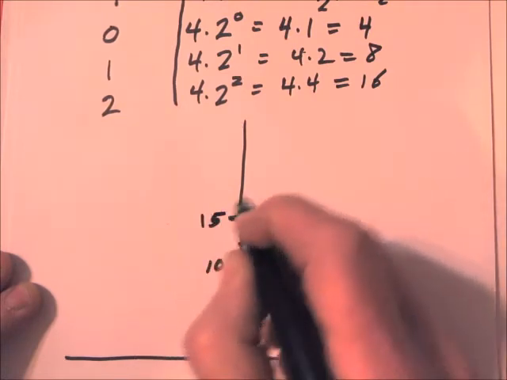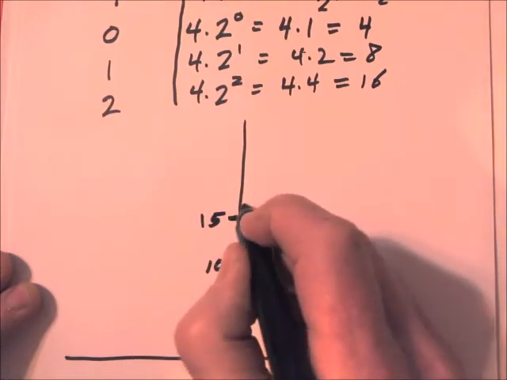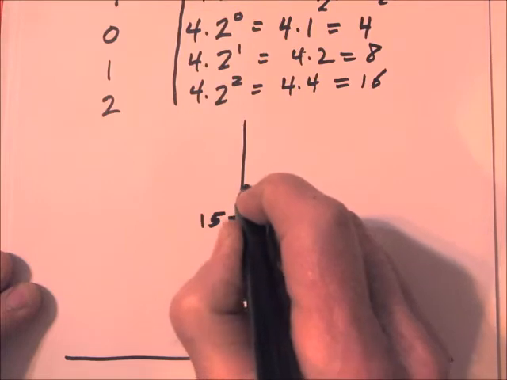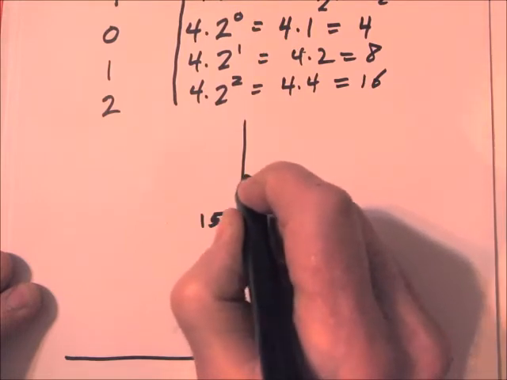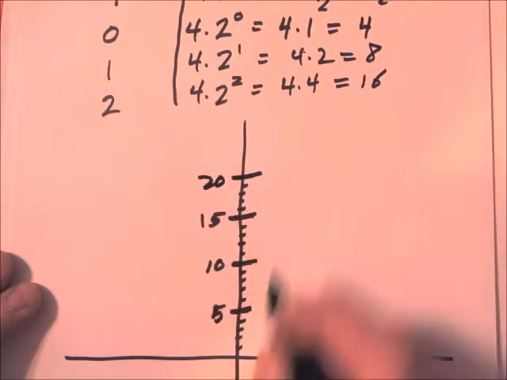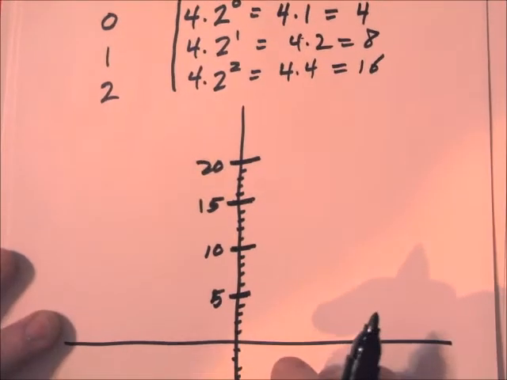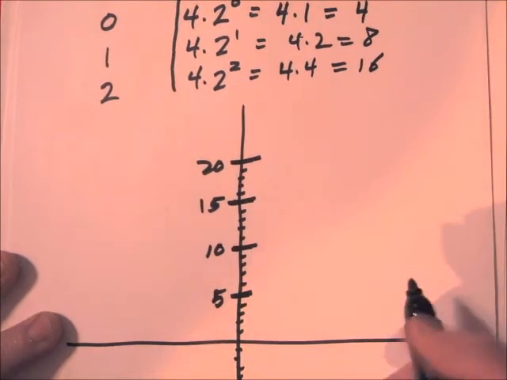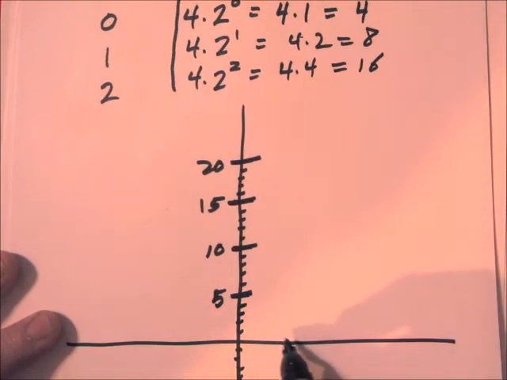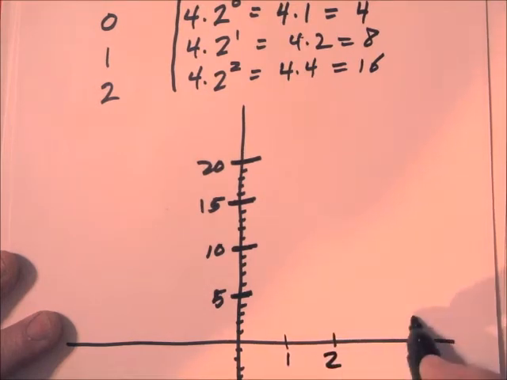In order to plot all the points, we have to go up to at least 16. I'm going to go up to 20. And then for the number of hours, we just need to go left or right 2. We could go further.